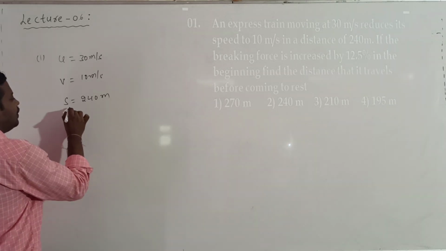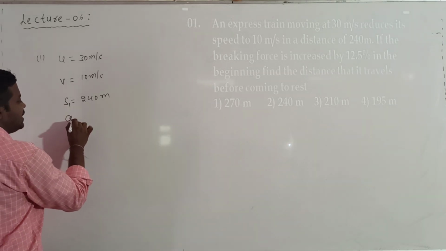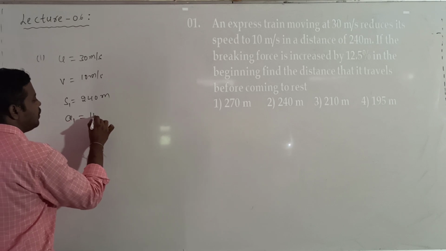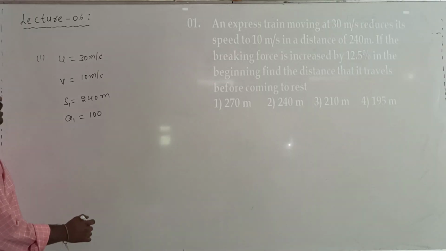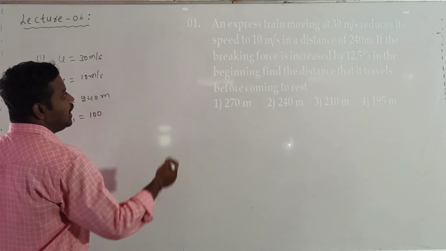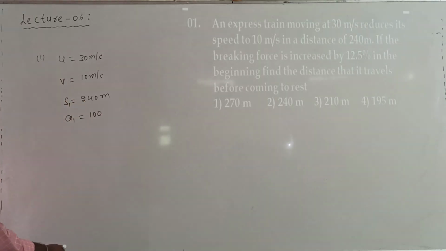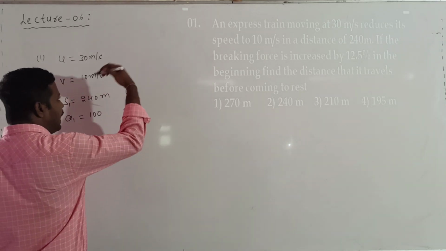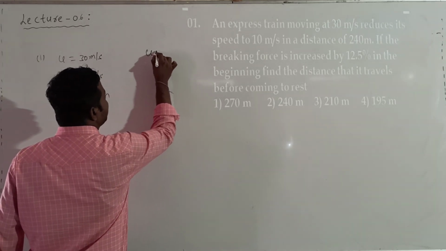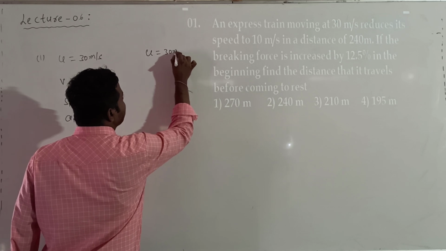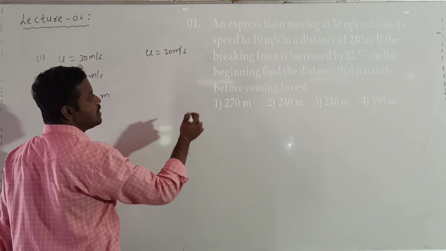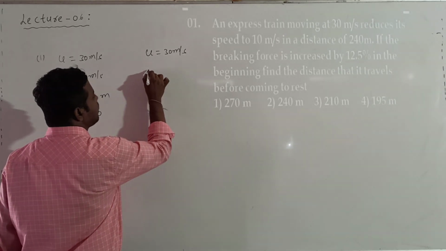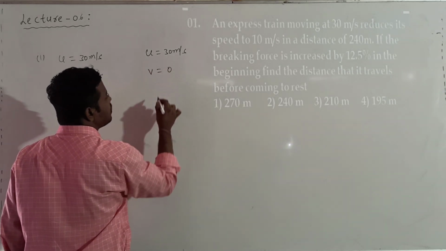First distance is s1. Initial acceleration, let us suppose it is 100. I will take it as 100. Now what they are asking us to calculate is if the acceleration is increased by 12.5% in the other case. Initial velocity u2 is equal to 30 meters per second, but they are asking us to calculate the distance travelled before coming to rest. Coming to rest means v value is 0.